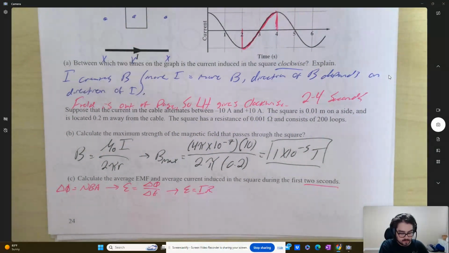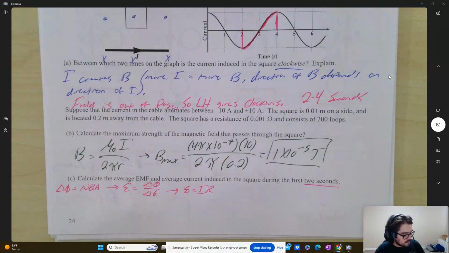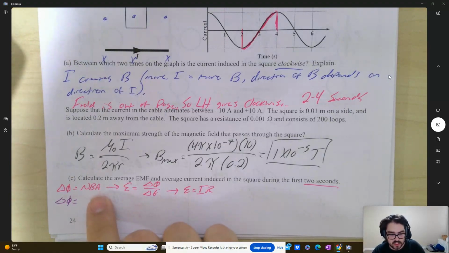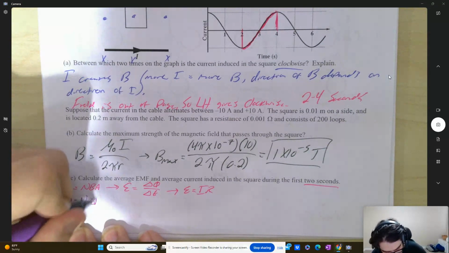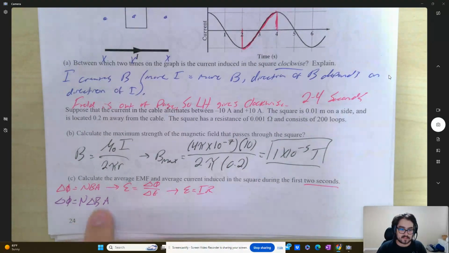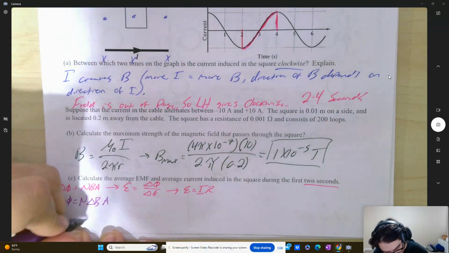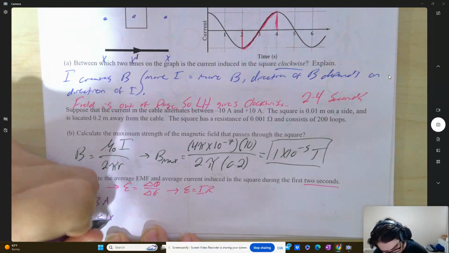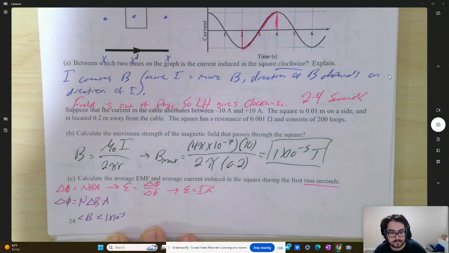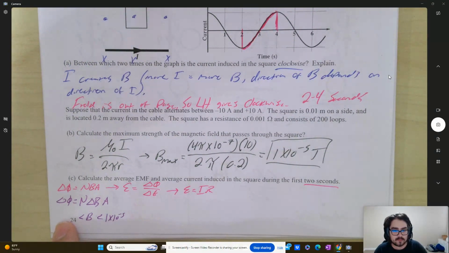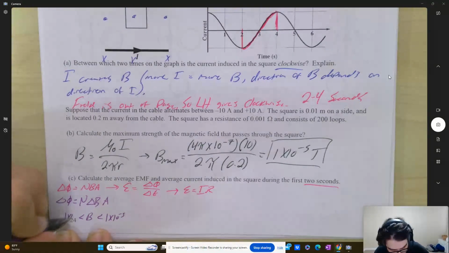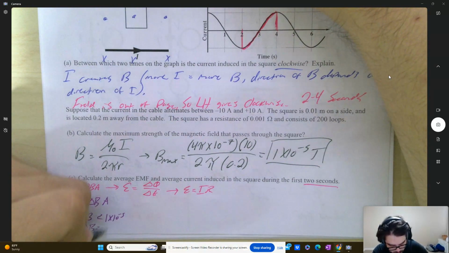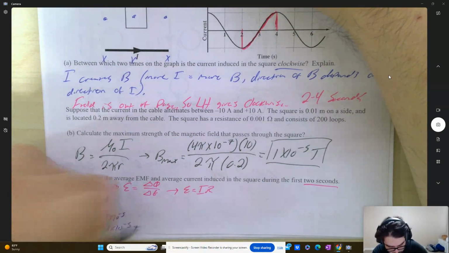So for the first part, I need to recognize that this is actually delta flux. What's changing here? N's not changing and A is not changing. So it's actually N delta B A, because B is what's changing. And we should know that B is going to fluctuate. We know at the most it's going to be 1 times 10 to the negative 5, and at the lower end, it's going to be negative 1 times 10 to the negative 5. And how do we find the total delta B? Delta B is actually 2 times 10 to the negative 5, and I'll show you why that is.